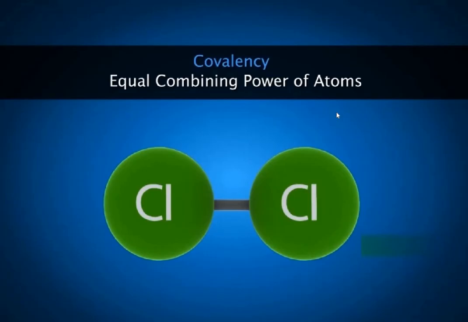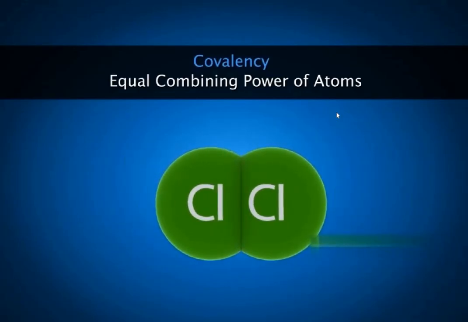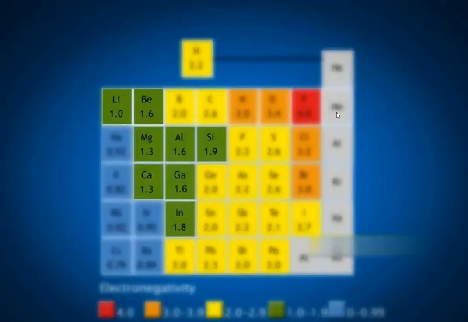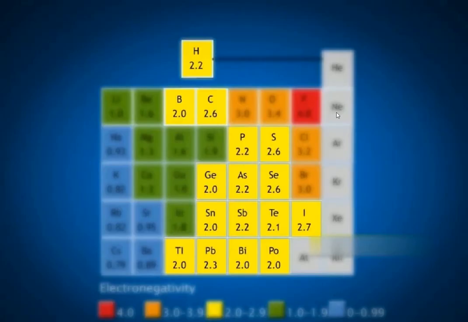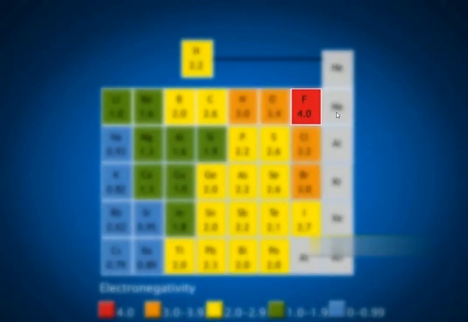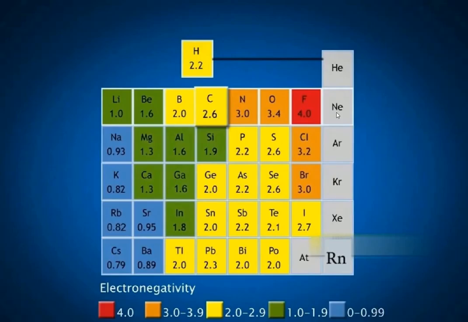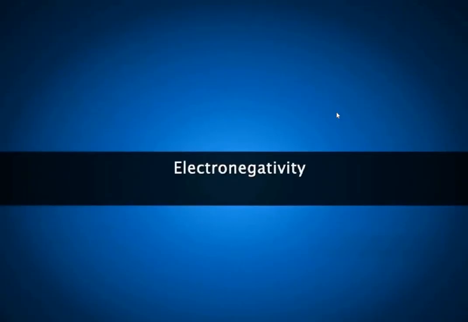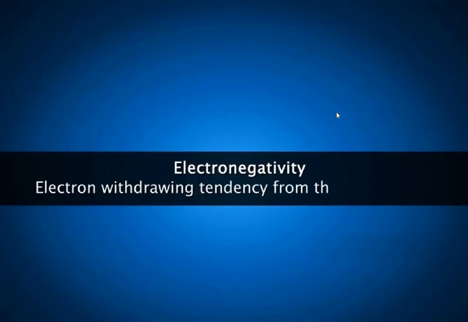In the case of the chlorine molecule, each chlorine atom has shared one electron to form a chlorine-chlorine covalent bond. Atoms of equal electronegativity values prefer to join to form a covalent bond. As seen in the table shown here, carbon can develop a covalent bond with itself and with other elements such as hydrogen and boron. What is electronegativity? It is the electron withdrawing tendency of a shared pair of electrons.